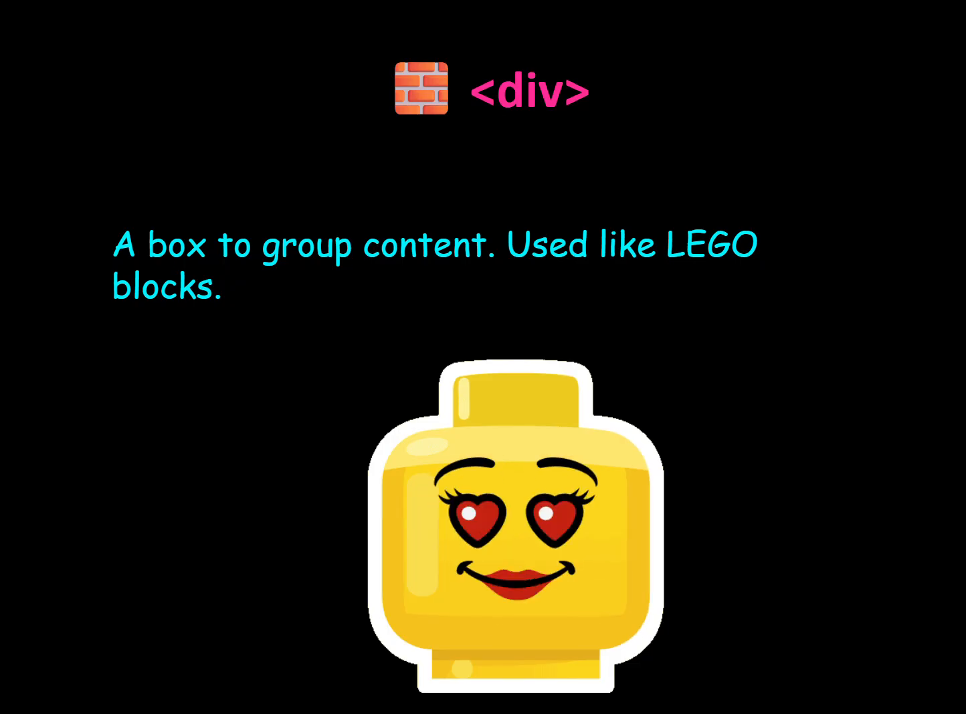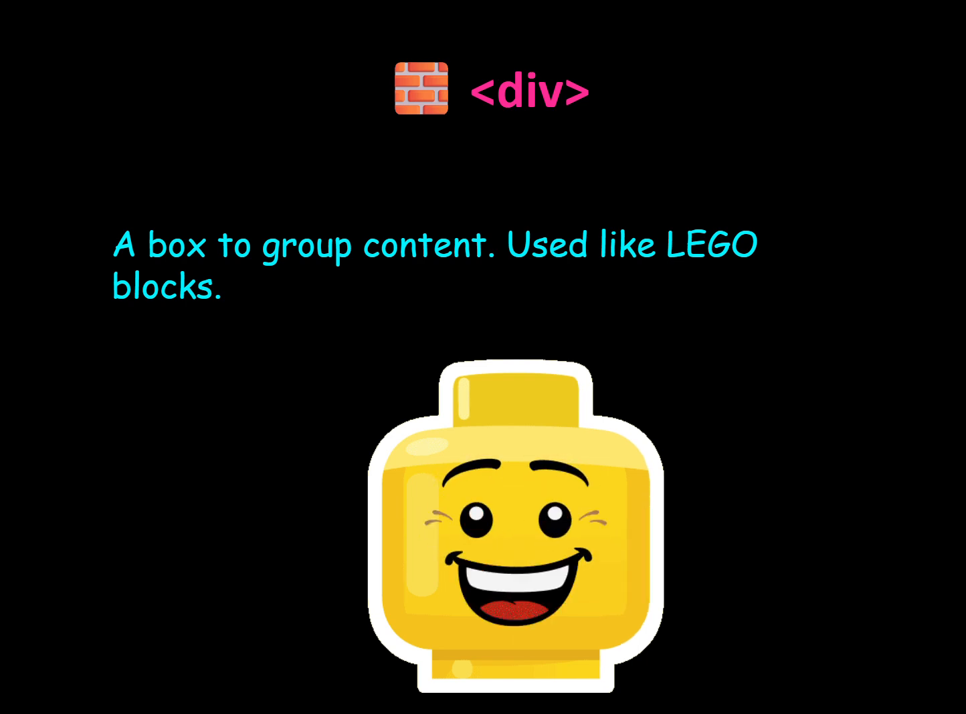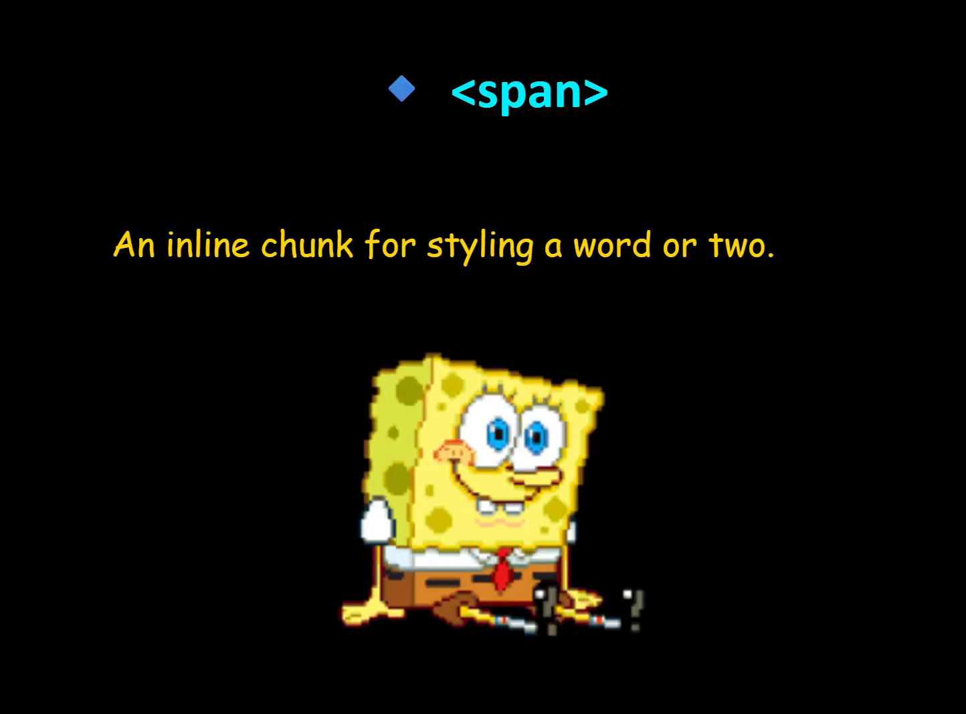Next is a division. So it's like a box to group content. So it might be something like in Amazon, like it's kind of like folders in a laptop. We'll try this out also, so don't worry. We'll probably try out some simple ones because some of them are really hard and I don't think you should be learning them. Next is a span.